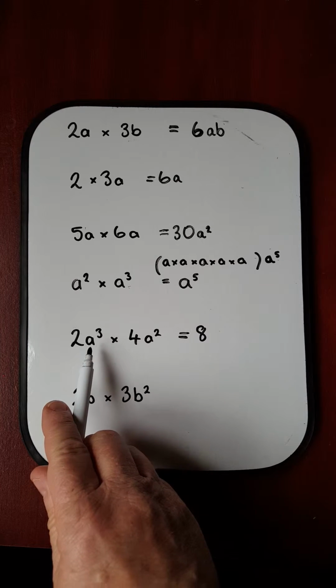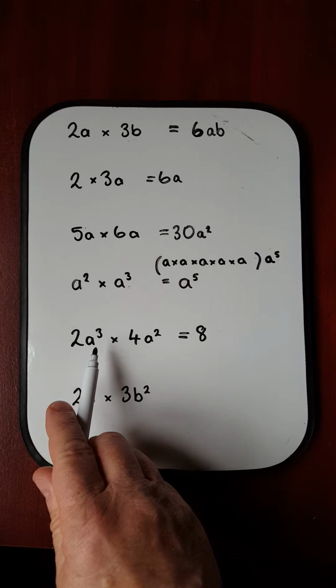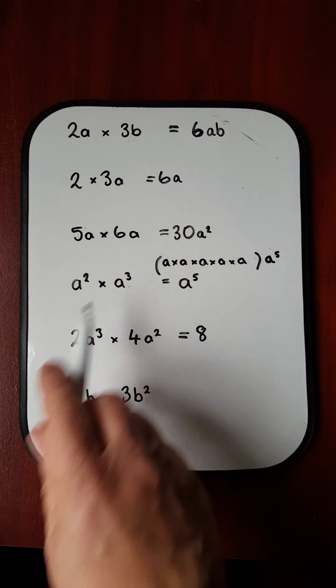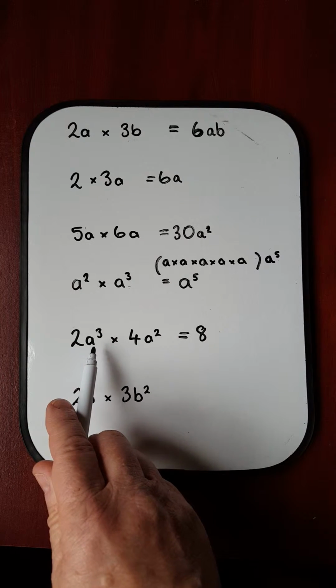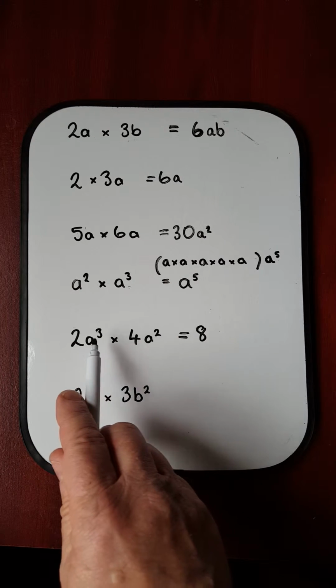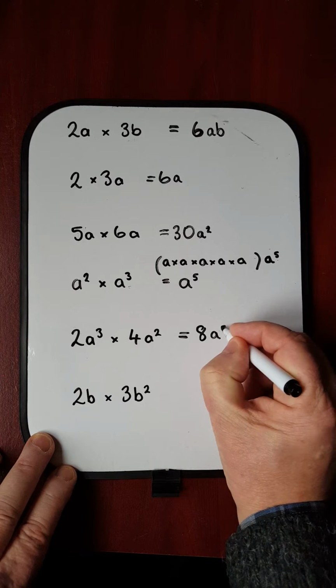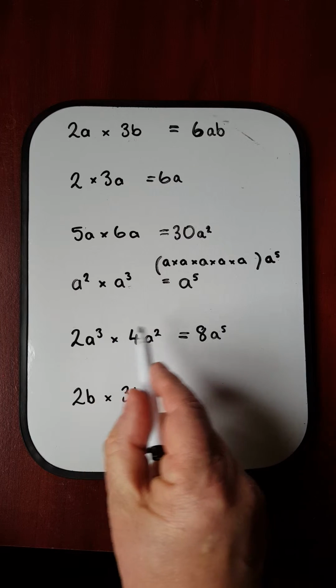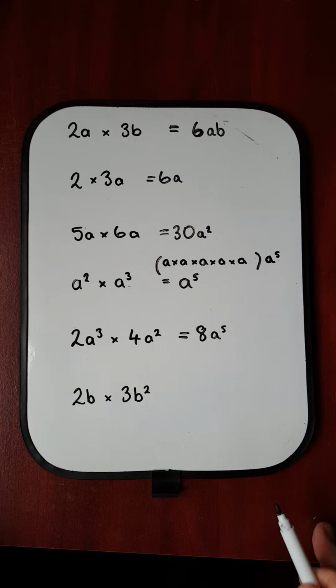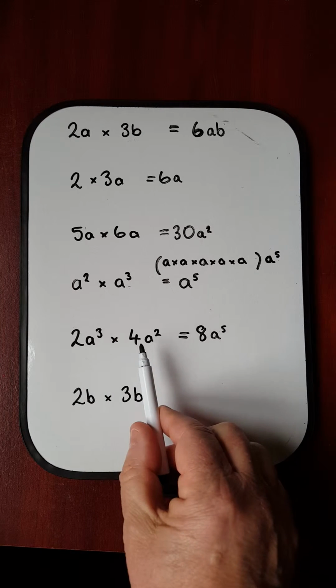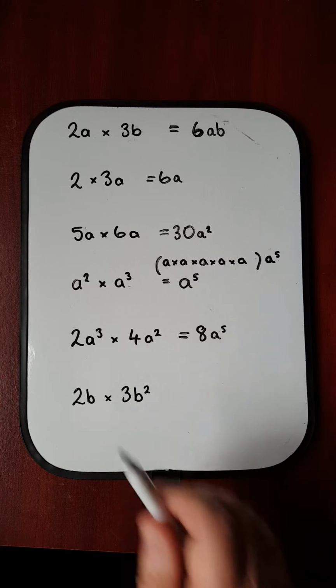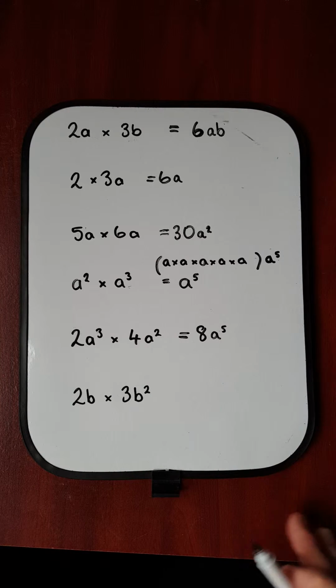And now we've got a question left over that's similar to the question above. A cubed times a squared. It's going to be a to the power 5 again, because we've got 3 plus 2. All right, so multiply the numbers together and then multiply your powered terms together.